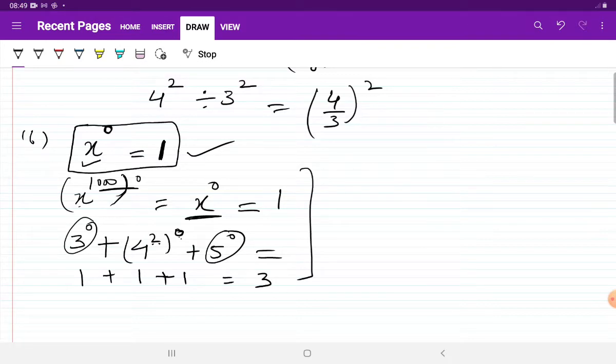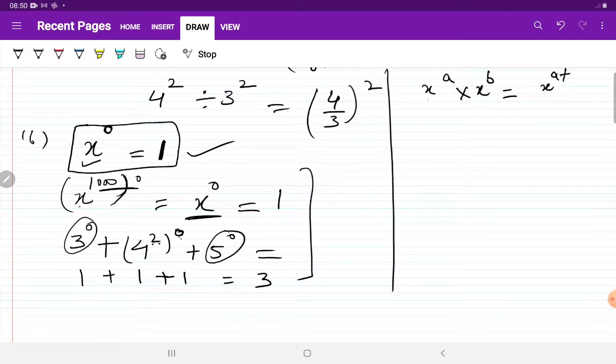Okay. So almost we'll cover all the laws. So we can now solve different questions by using these laws. So here I am writing in brief all the laws one by one. First I have, if x raised to power a and x raised to power b. So what is my result? My bases are same, my powers will add. X raised to power a plus b.